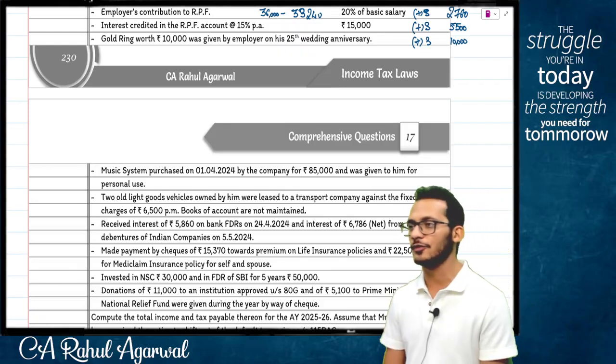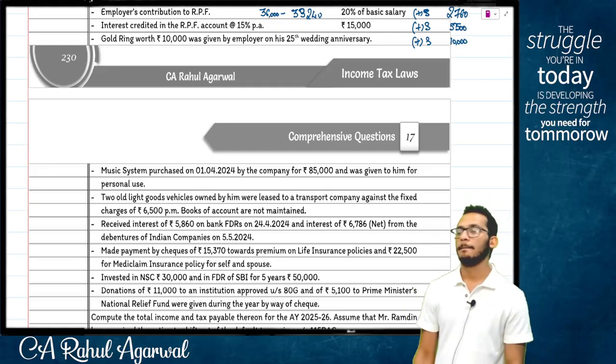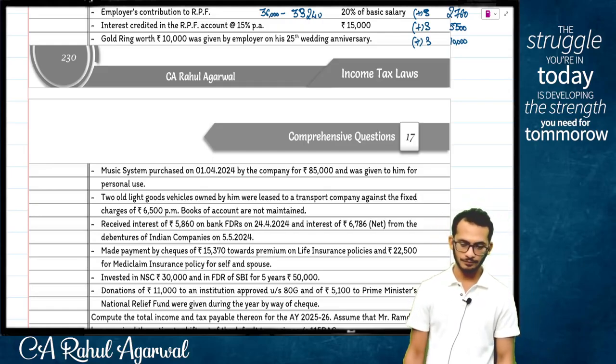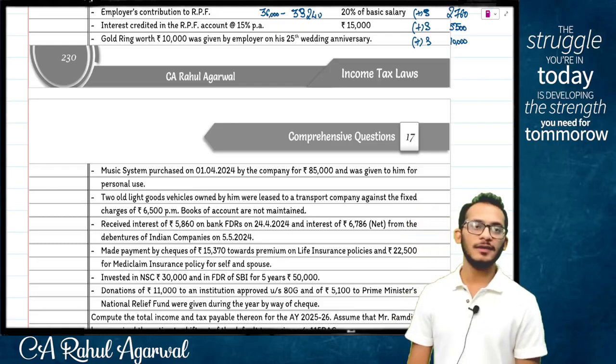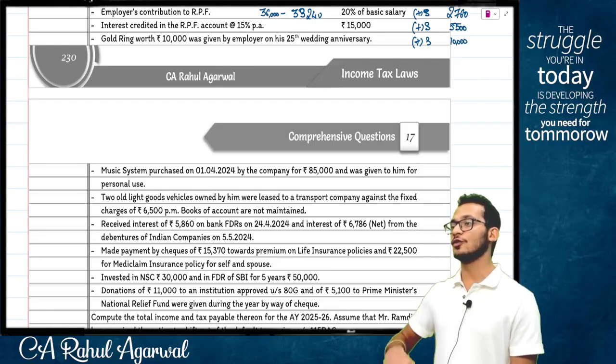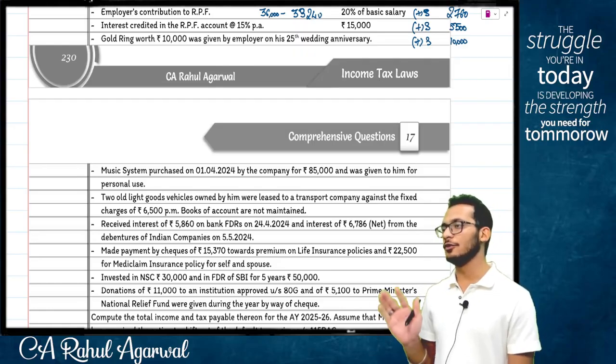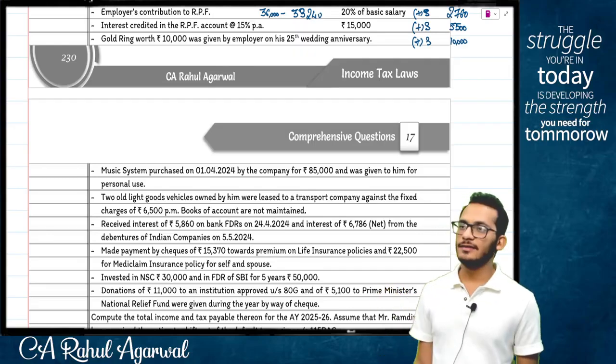Next, a music system is purchased on 1st April 24 by a company for 85,000 and was given to him for personal use. People, always in a perk related question, you need to first ask, is the asset sold to me or is the asset given for use? This is given for use.